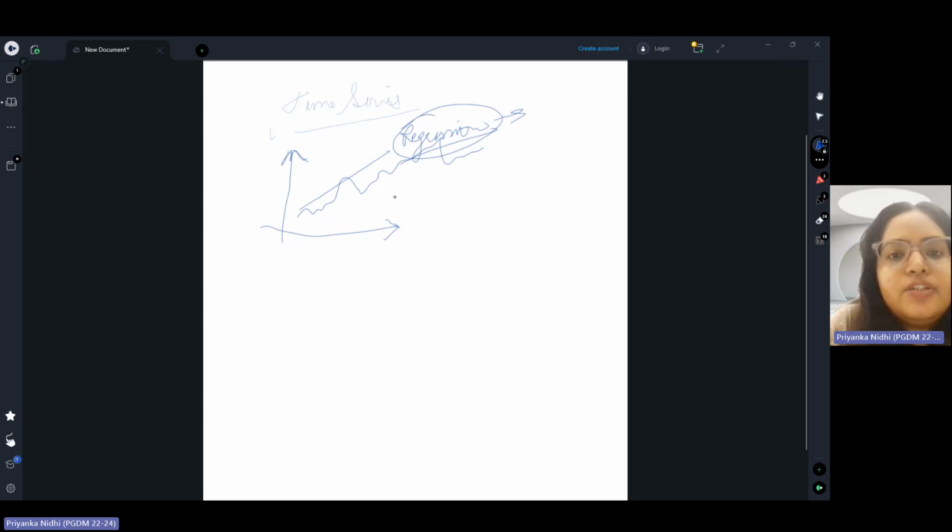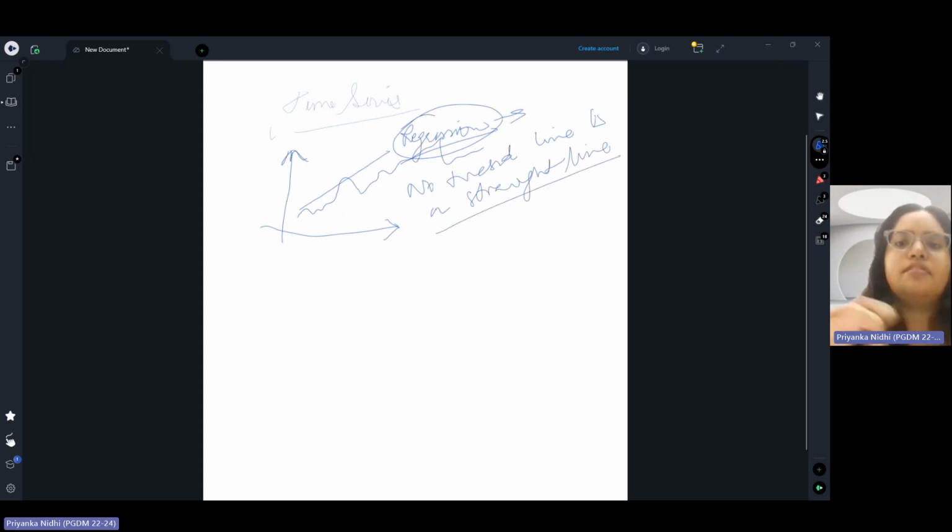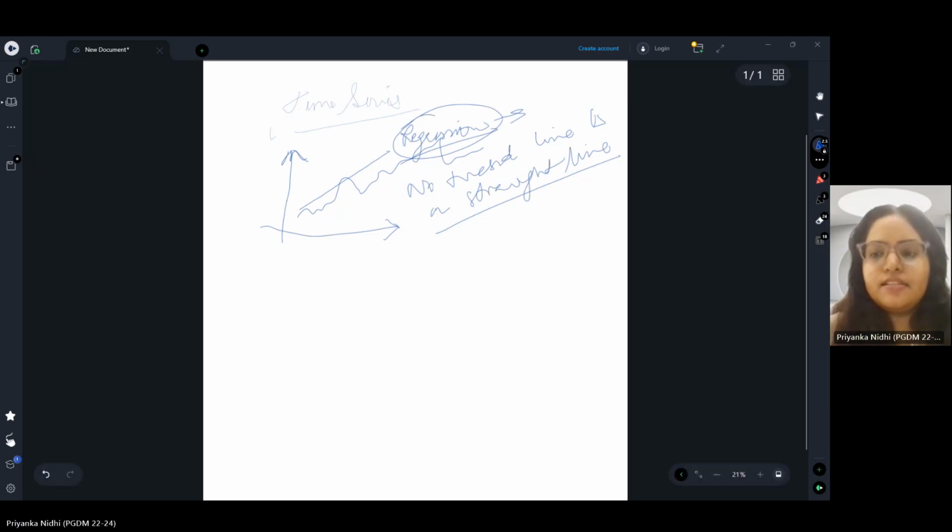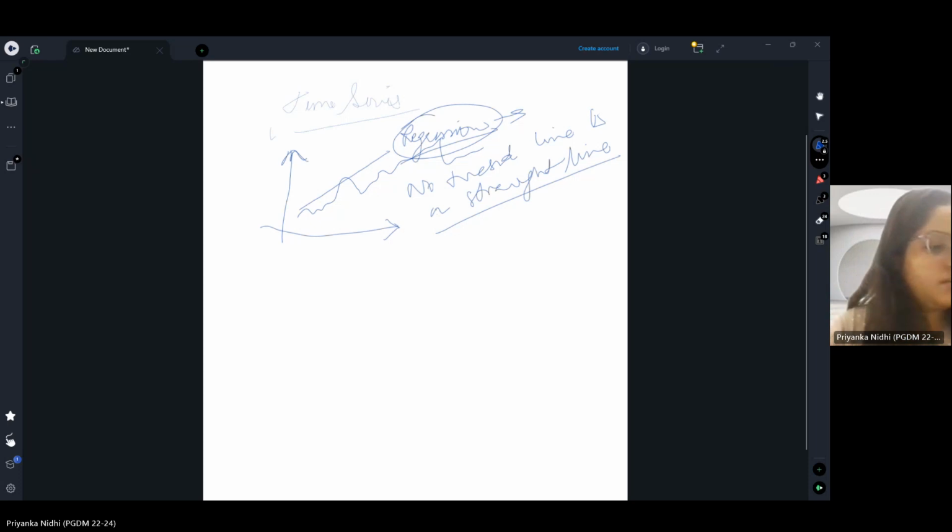Because in reality, no trend line is a straight line. Okay. So we understand this thing, right? So we use time series in order to predict the fluctuations that happen.